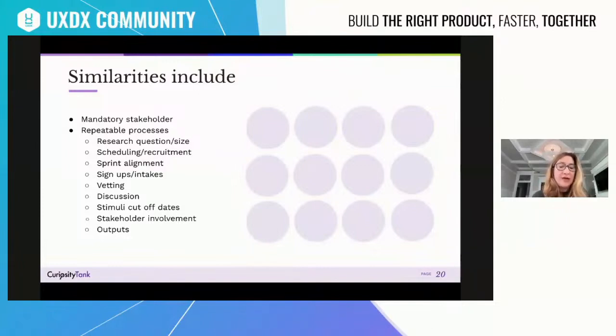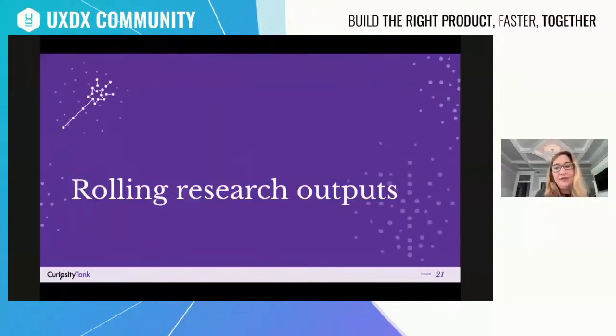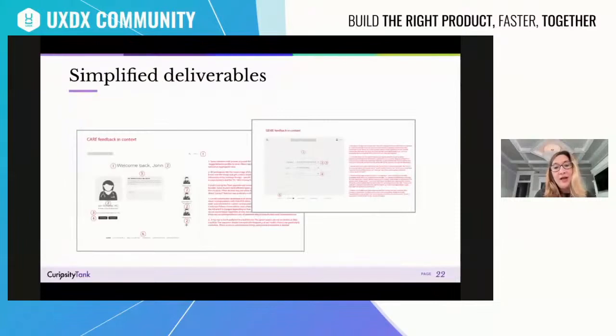Stakeholder involvement is always required to some degree, and the outputs. Right? So again, the outputs can really vary as well. So, what do rolling research outputs look like? I mentioned they're typically a little bit leaner. Okay. So, I've shared with you here some of my simplified deliverables from rolling research programs that I have run.